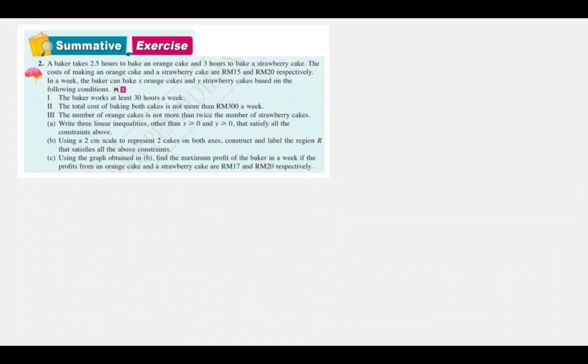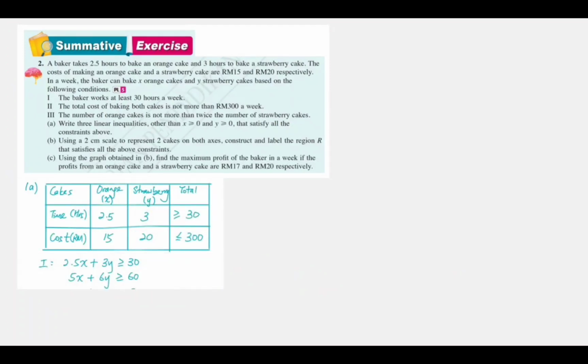Number 1, the baker works at least 30 hours a week. Number 2, the total cost of baking both cakes is not more than 300 a week. Number 3, the number of orange cakes is not more than twice the number of strawberry cakes. A. Write 3 linear inequalities, other than x ≥ 0 and y ≥ 0, that satisfy all the constraints above.